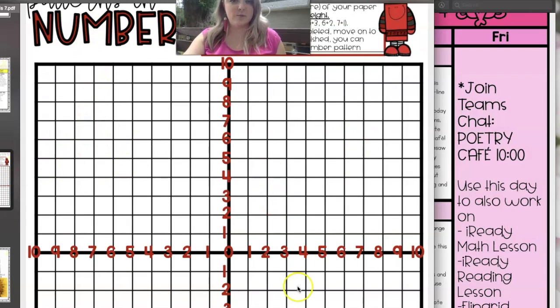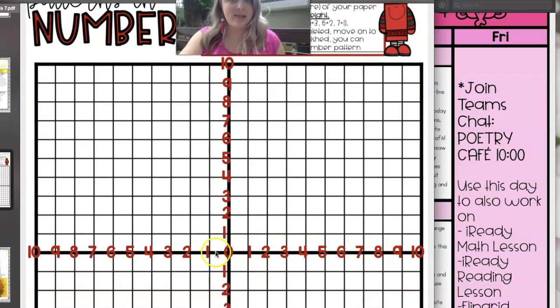We have this one, this one, this one, and this one. And what you're going to do is find the sums that add up to 8. So I'm going to start just in this one quadrant here, and I'm going to find the numbers that add up to 8. So if I'm at 0, I would need 0 and 8.